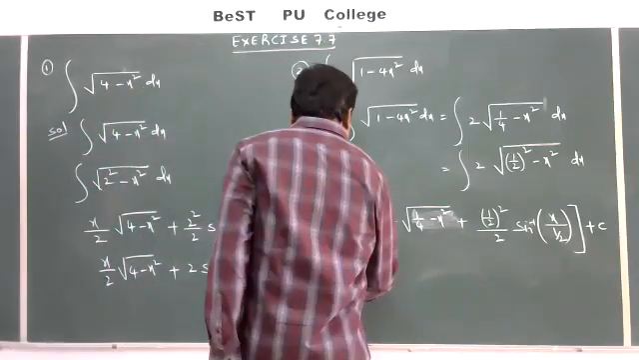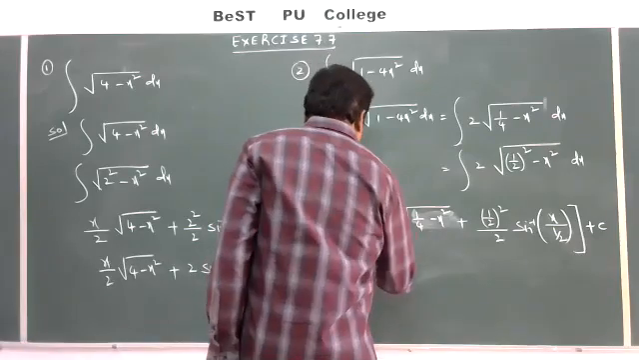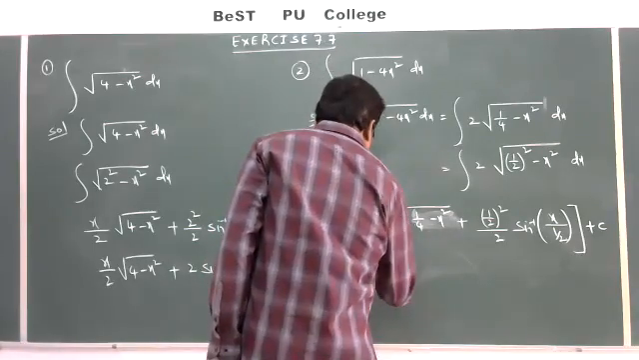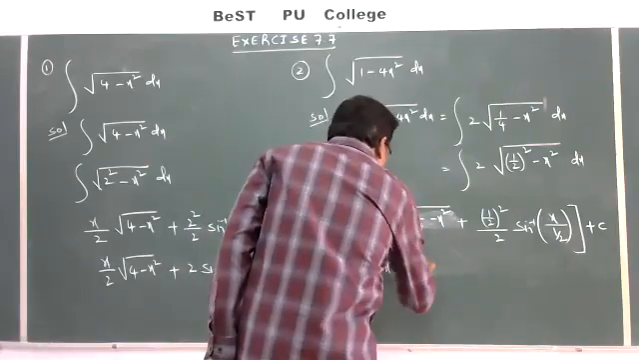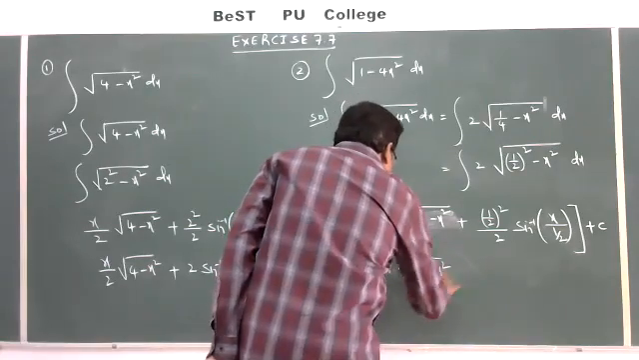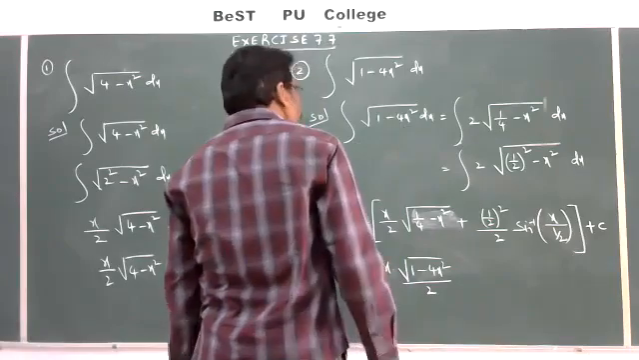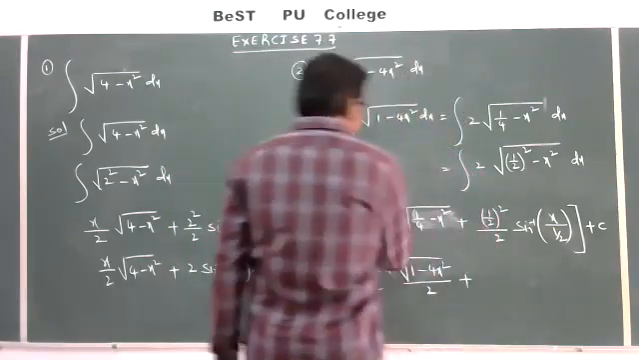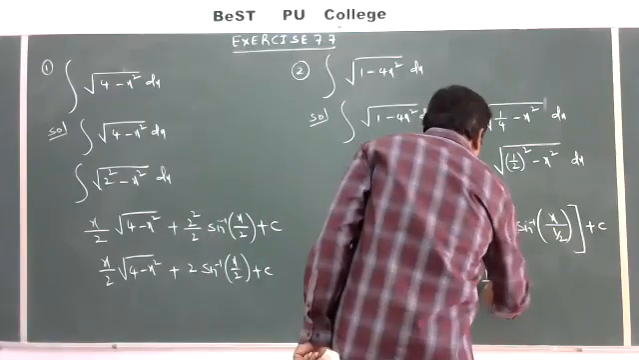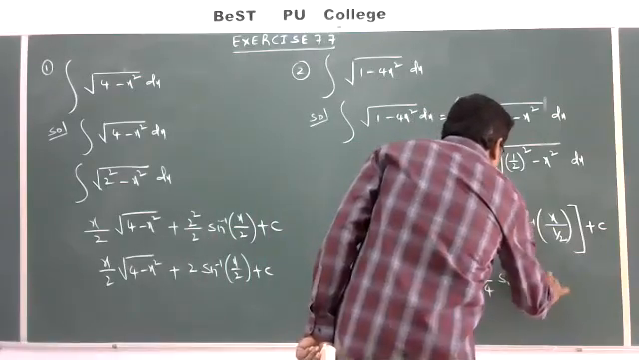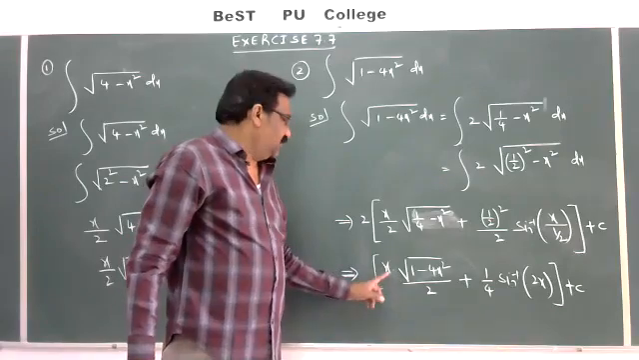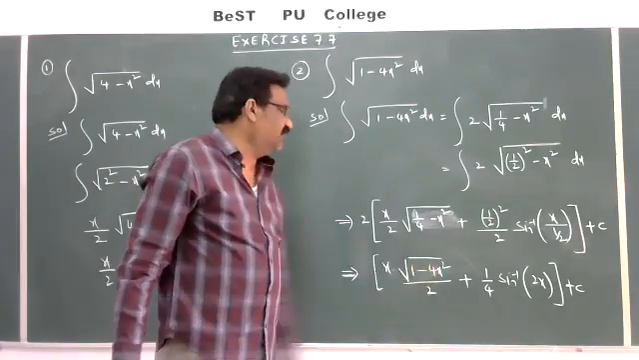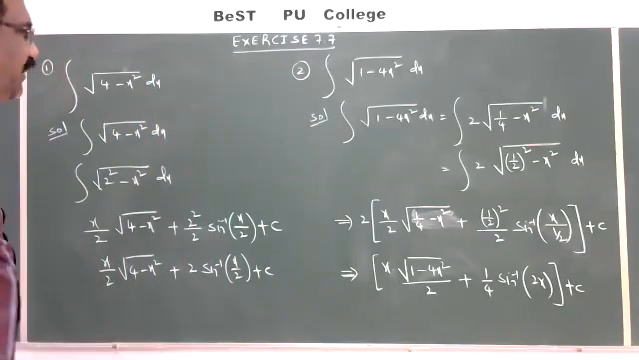Here multiplying the 2 inside the bracket, that is x into 2 cancel, x into, here after simplification you get 1 minus 4x square by 2. Here multiplying 2 cancel, that is 1 by 4 into sine inverse of 2x plus c. That here again x by 2 into root of 1 minus 4x square plus 1 by 4 into sine inverse of 2x plus c is the answer.